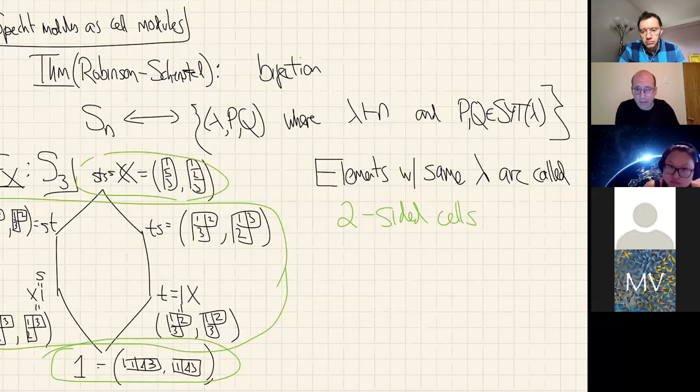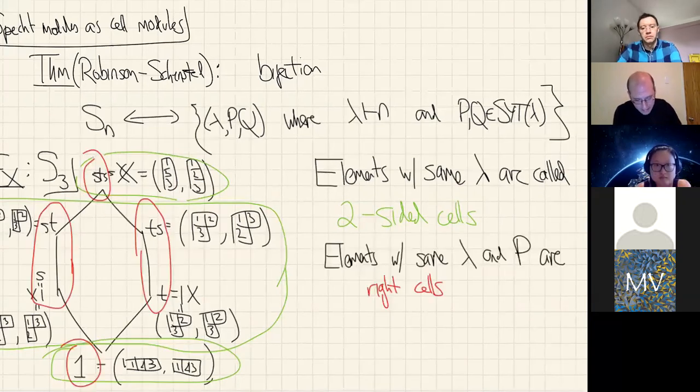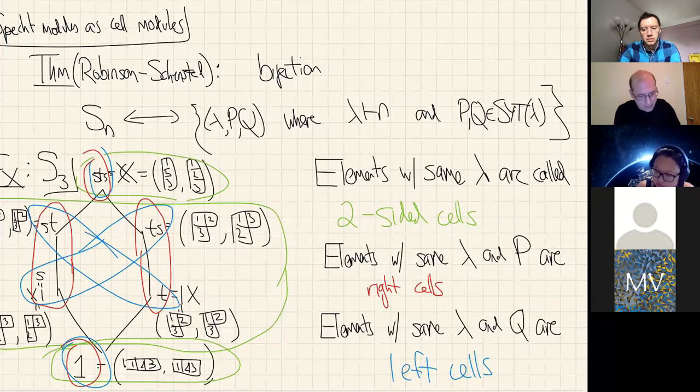Elements that have the same lambda are called two-sided cells, which you can see visually here in green. Elements with the same lambda and the same P symbol are called right cells. And elements with the same Q are called left cells. So here they are.